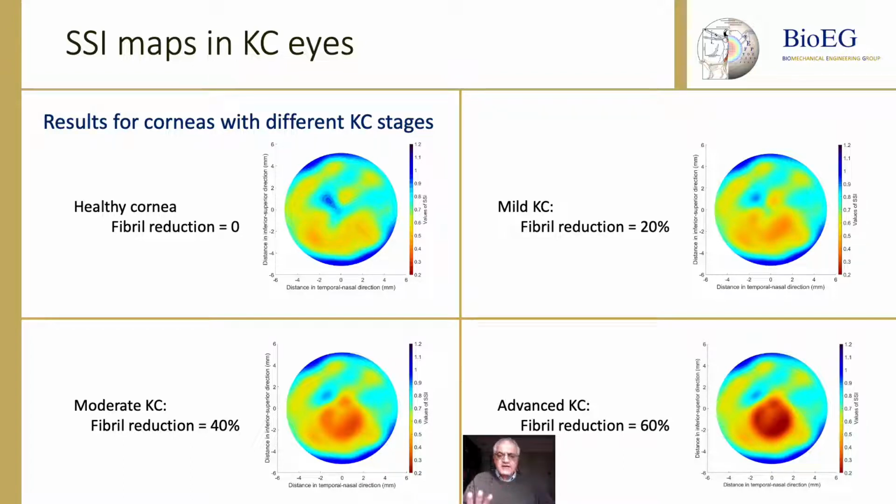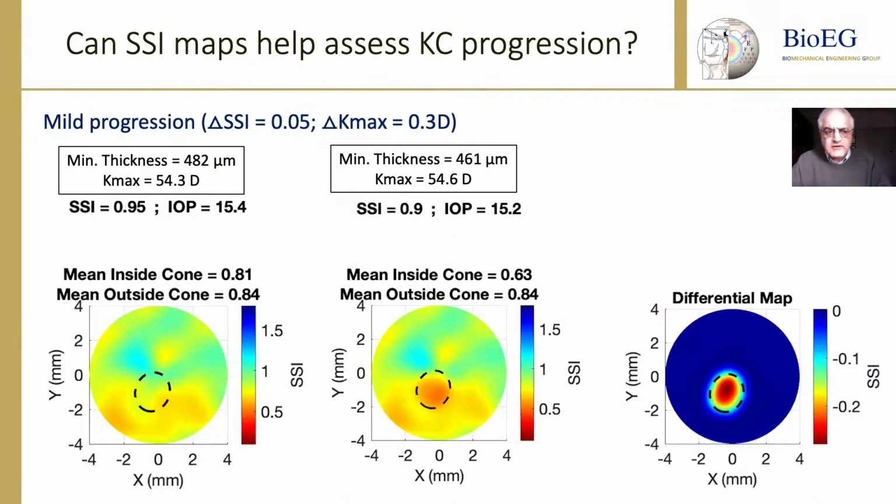You can see clearly that as the keratoconus disease progresses, the stiffness within the cone seems to be affected, while the areas outside the cone seem to have seen little change. The new results which I would like to share with you here concern whether we can use this to assess keratoconus progression. Here I'm showing you a case with mild progression between two stages.